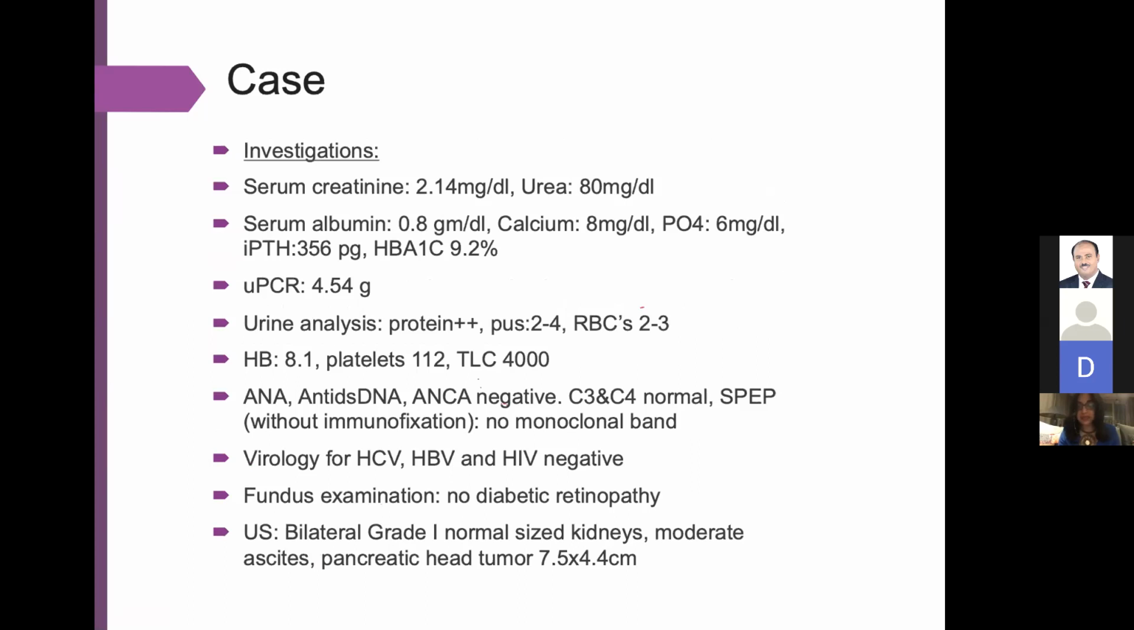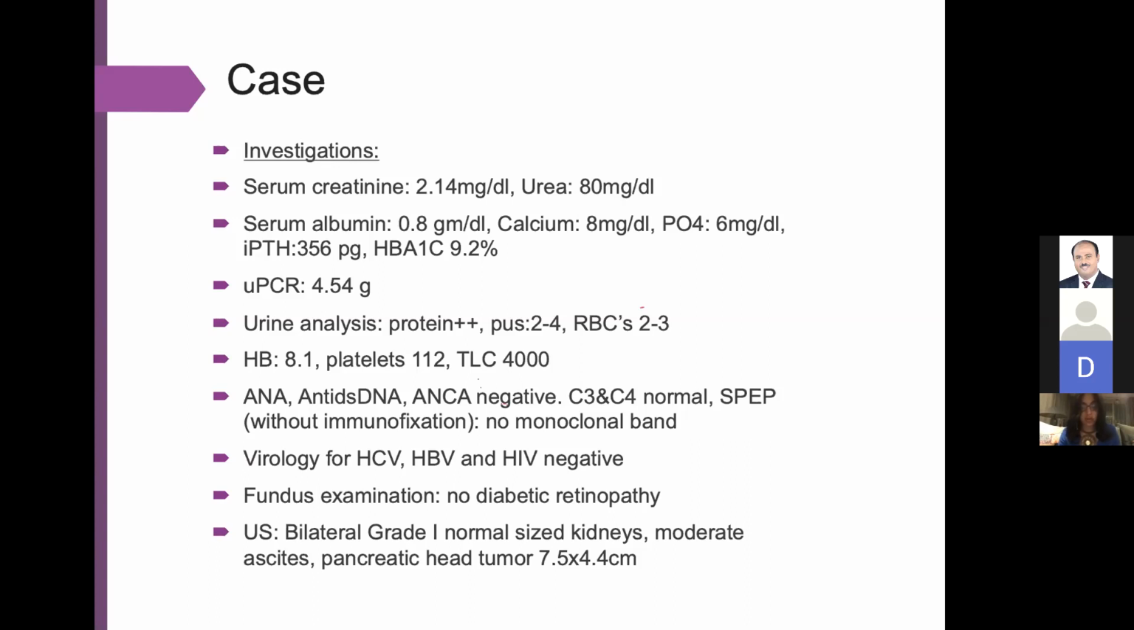He had almost no pus cells or very few red blood cells. Hemoglobin 8.1. Of course, hemoglobin, platelets and TLC were a bit on the low side, expected. ANA, anti-double-stranded DNA, ANCA were all negative. C3 and C4 were normal. They have done serum protein electrophoresis, but without immunofixation. He had no monoclonal band. Virology for Hep C, B, and HIV were negative.